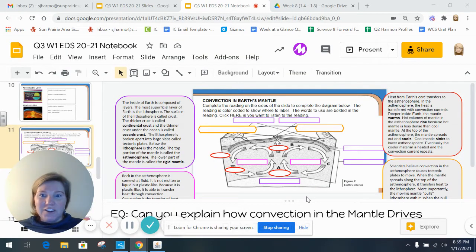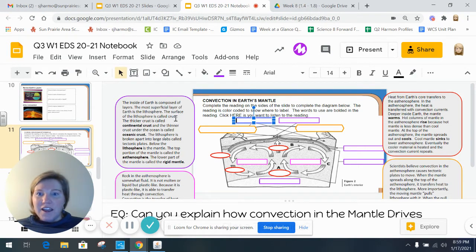Convection in Earth's Mantle. I'm going to start over here on the left with the purple reading, and any of the bold words are going to end up being words you end up typing into the boxes that are purple on the slide. The inside of Earth is composed of layers.